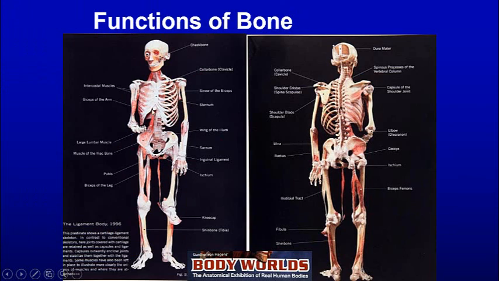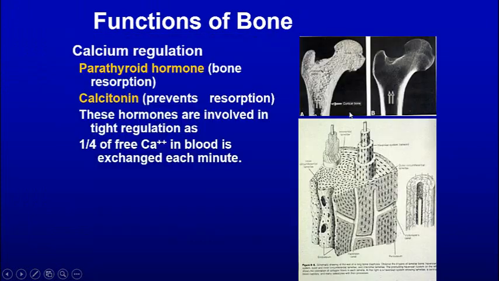And here we can see our bones. Bone allows us to stand up. Now, the function of bone, in addition to being a skeletal component, also has to do with calcium regulation. Calcium regulation is very important for muscle contraction. And parathyroid hormone causes bone resorption, and calcitonin prevents resorption. These hormones work together to regulate the free calcium level.